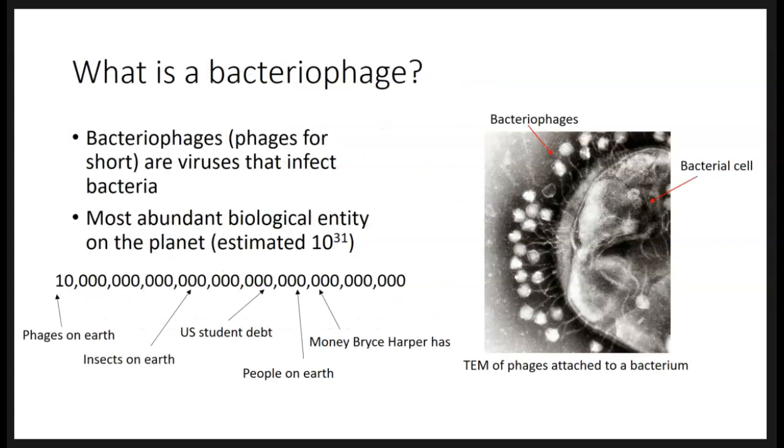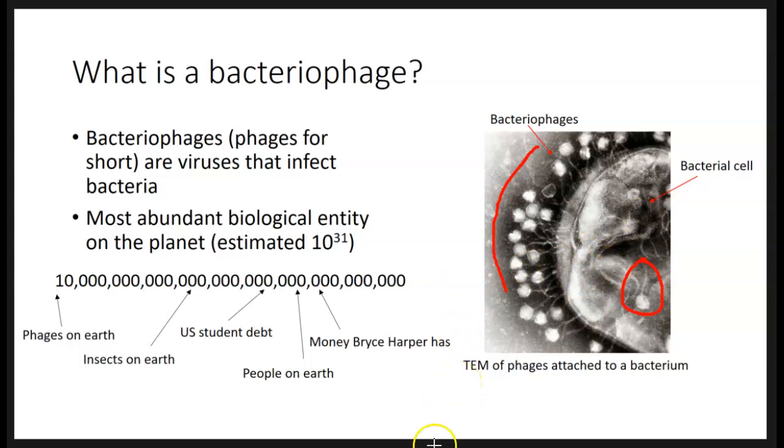So what is a bacteriophage? Bacteriophages, or phages for short, are viruses that infect bacteria. You can see on the right-hand side of this slide a transmission electron micrograph that shows a number of bacteriophages here on the outside of a bacteria cell. These phages are infecting the cell by attaching to it and injecting their DNA into the cell. You can actually see that on the inside of the cell, some of these bacteriophages have begun to reproduce. So they are making new viruses inside the bacteria.